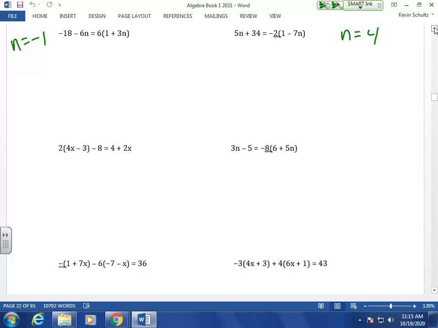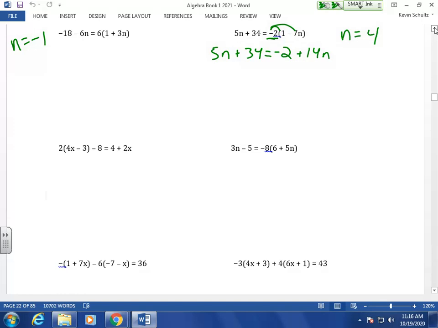So we're going to start by distributing in the -2. We're not going to do anything to the left side yet. So we get 5n plus 34 equals -2 plus 14n, right? That sign belonging to the -2 here, -2 times -7 gives us positive 14n. Is that where you went wrong? Yeah. Common mistake.